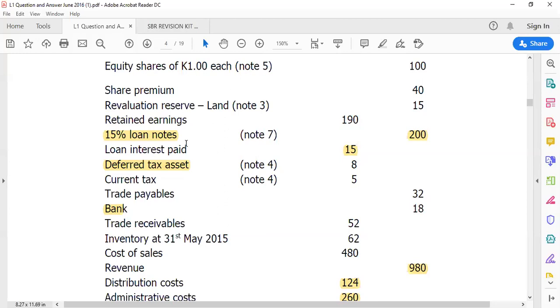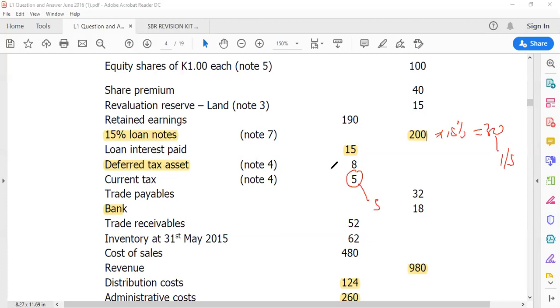Let me just punch it quickly because, of course, I have to do it. So I'm going to say 200 multiplied by 15%. Yes, there we go, we have 30. So you simply get the 30 and post it. But let me just also write something here. Okay, so we multiply this 200 by 15%, we get our 30. This 30 goes straight to the income statement. Then we have tax. The current tax, we have 5. Simply take it straight to the income statement.